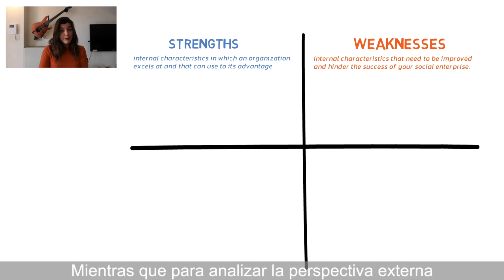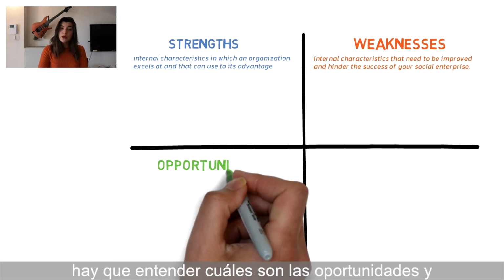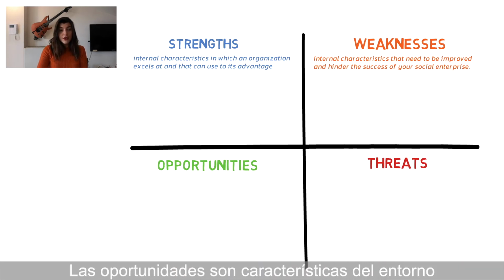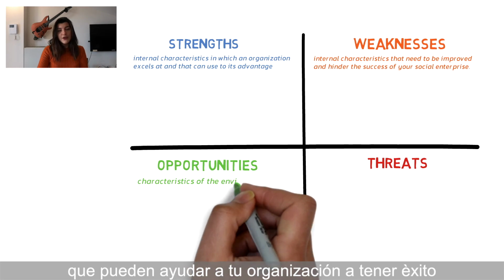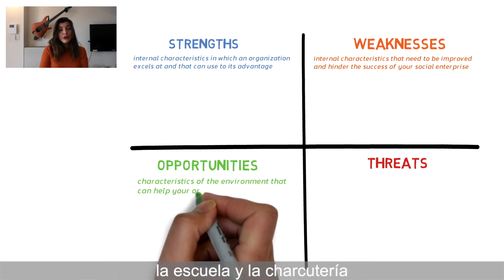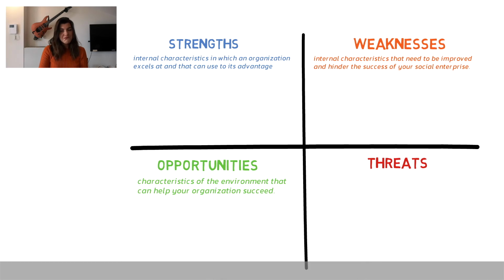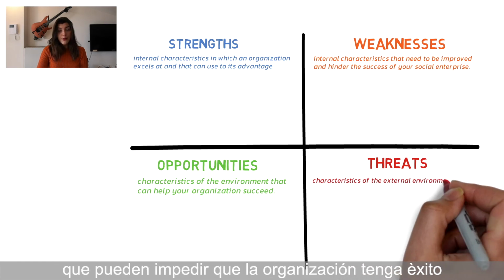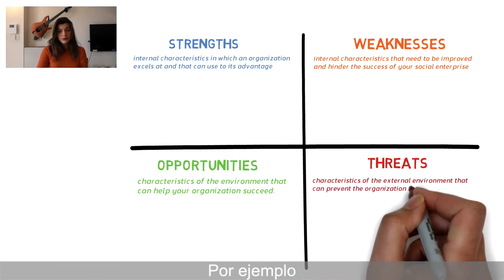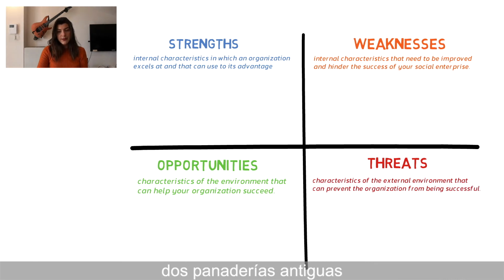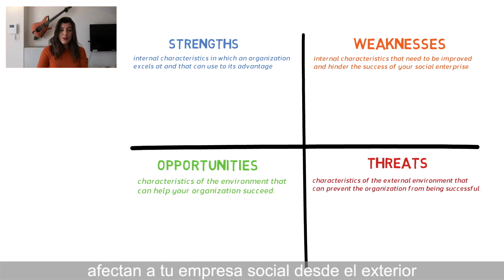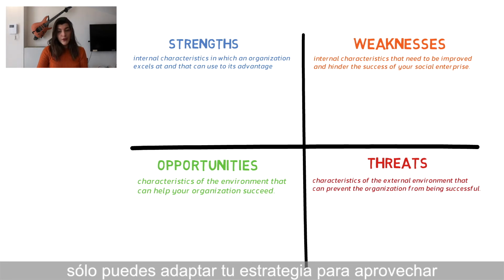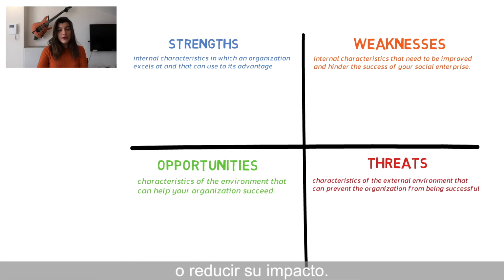While to analyze the external perspective, you need to understand what the opportunities and threats are. Opportunities are characteristics of the environment that can help your organization succeed. For example, the school and the delicatessen. Threats are characteristics of the external environment that can prevent the organization from being successful. For example, two other bakeries, high market competition. In this case, Speedo, opportunities and threats are out of your control. They affect your social enterprise from the outside. You can only adapt your strategy to take advantage of them or reduce their impact.